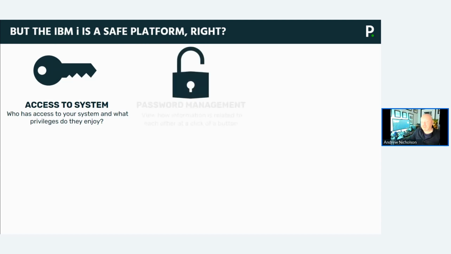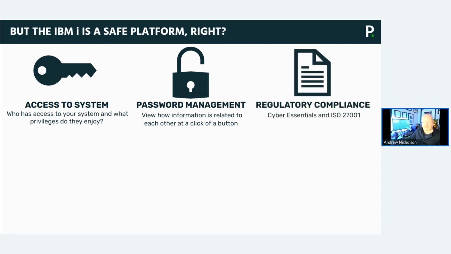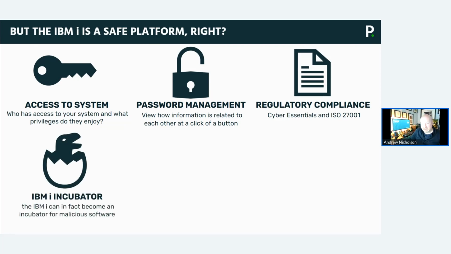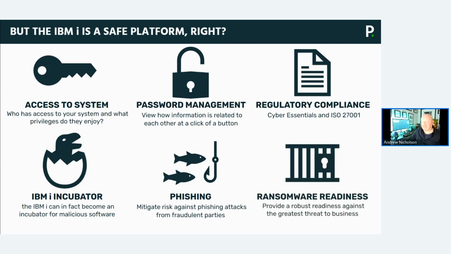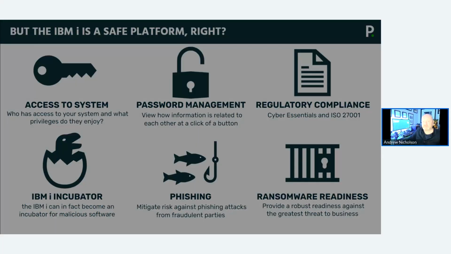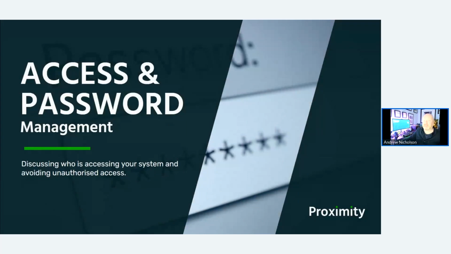Password management to prevent unauthorized access, applying strong password rules, is a necessity. The road to regulation compliance, starting with Cyber Essentials and the more advanced ISO 27001. How the IBM i can in fact be an incubator for malicious software and what can be done to prevent this. Phishing and how to spot and stop threats through education, and a robust readiness against ransomware, recognized as the greatest threat to business continuity in 2022. But we'll start by discussing who has access to your systems to mitigate risk of unauthorized access.